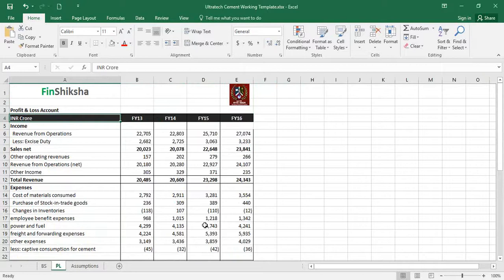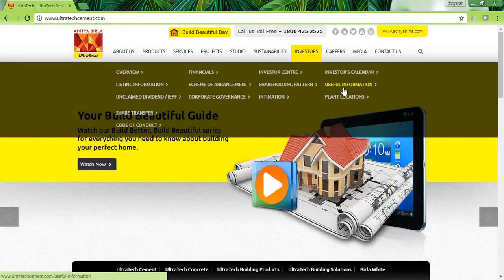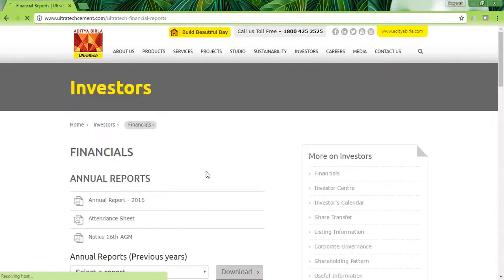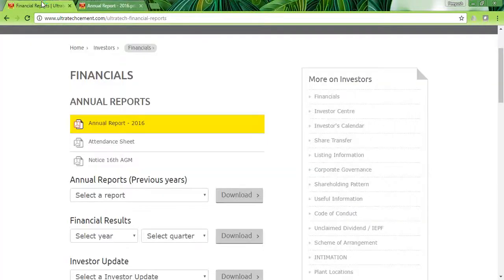This is a cement manufacturer. We will obviously need some of the basic resources around this company which are available on its website. So we can go to its website and go to the investors tab, and on the investors tab, we go to the financials tab. When we click on financials, we get a slew of reports. We're going to focus on the annual report first, so I'm going to click on this and download the annual report.